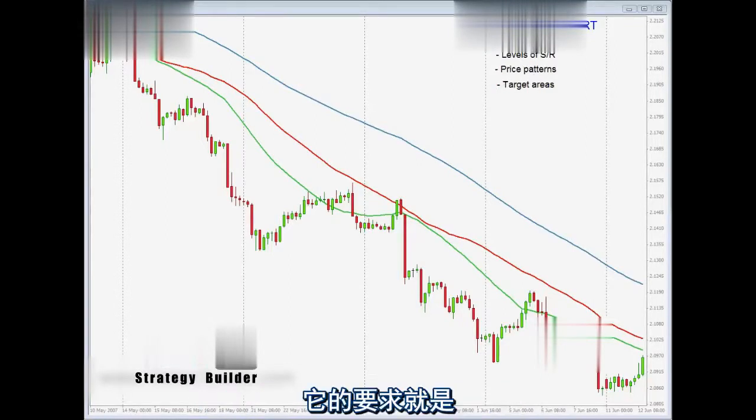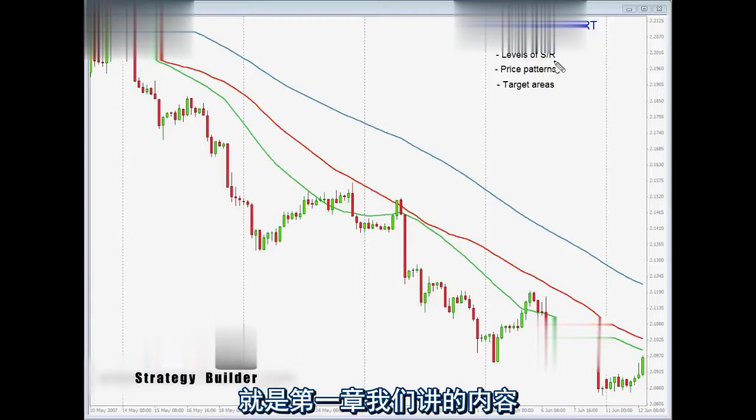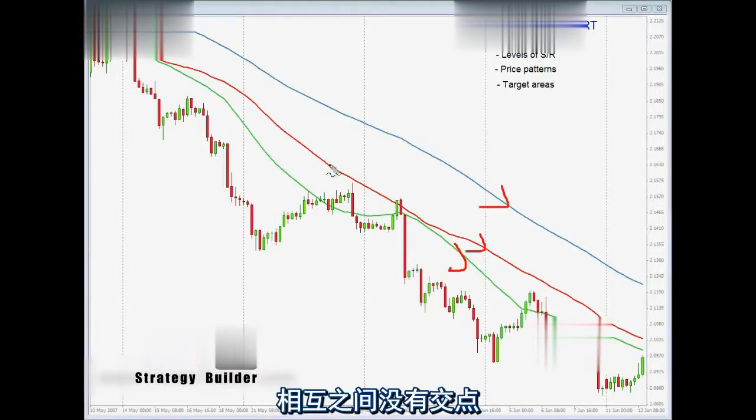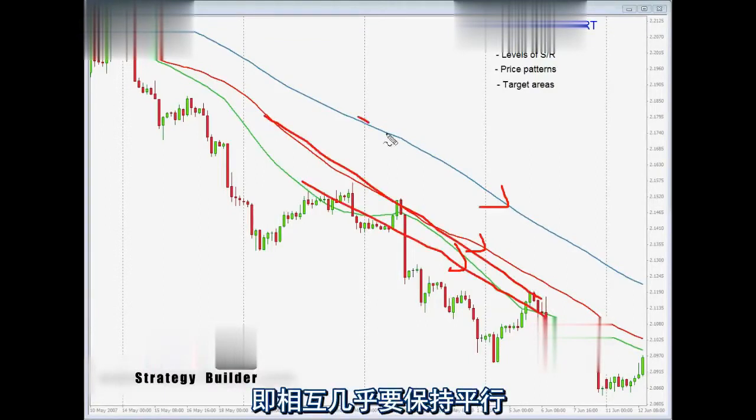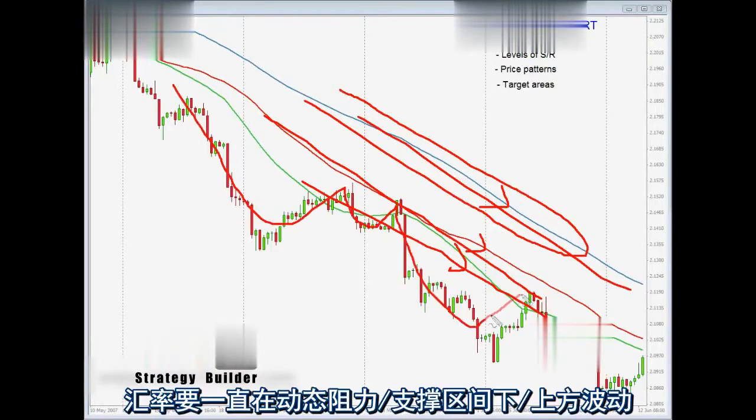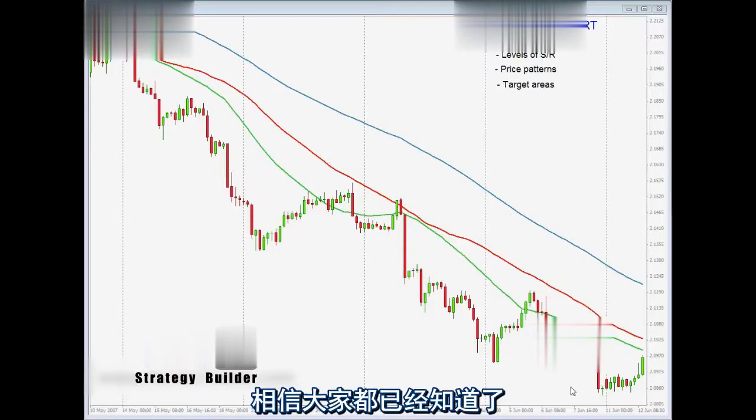This means that the setup chart is a time frame where all the moving averages fulfill the conditions we studied in the first chapter of this course, okay? Remember, all of them moving in the same direction, pointing in the same direction, no crossover, meaning that they are more or less parallel to each other, price nowhere near the 100, price harmonically swinging off the dynamic area of support or resistance, etc., etc. You guys know about those conditions already. So my setup chart will be the time frame where all those conditions apply, okay?